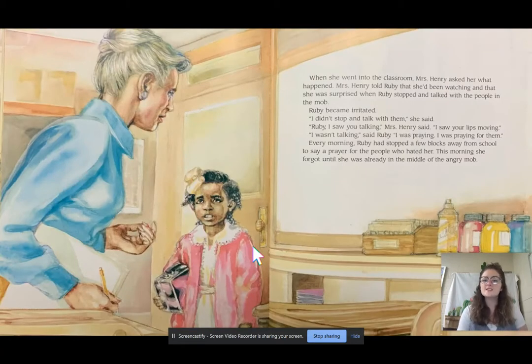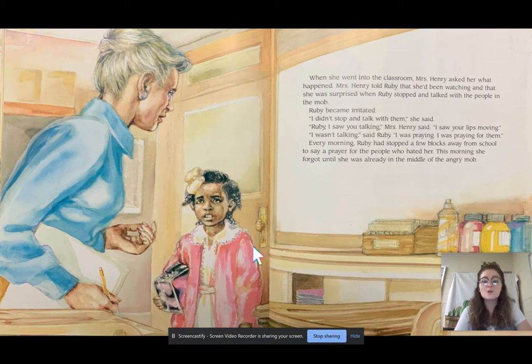When she went into the classroom, Mrs. Henry asked her what had happened. Mrs. Henry told Ruby that she'd been watching and that she was surprised when Ruby stopped and talked with the people in the mob. Ruby became irritated. "I didn't stop and talk with them," she said. "Ruby, I saw you talking," Mrs. Henry said. "I saw your lips moving." "I wasn't talking," said Ruby. "I was praying. I was praying for them."